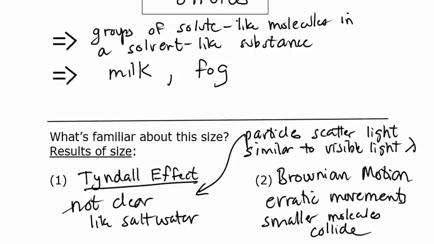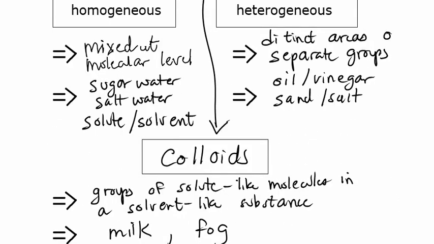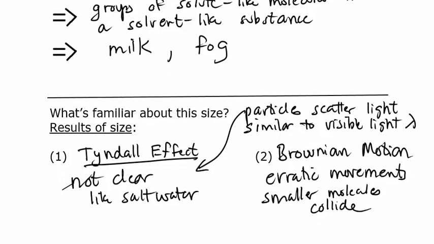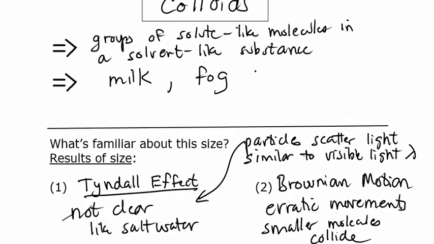So that's a little bit about colloids, which again is somewhere in between homogeneous and heterogeneous mixtures, and they are not see-through. They're going to be things like fog. That's why with fog, you can't see through it. The particles of water are bigger than individual molecules, so it reflects light. And in milk, you also can't see through it because the particles are big enough that they reflect light.